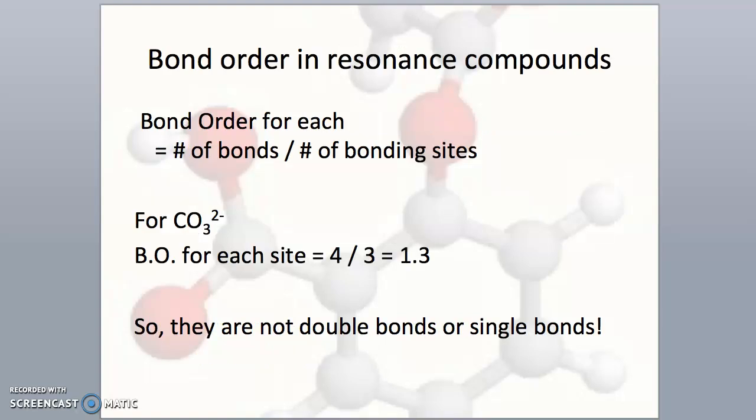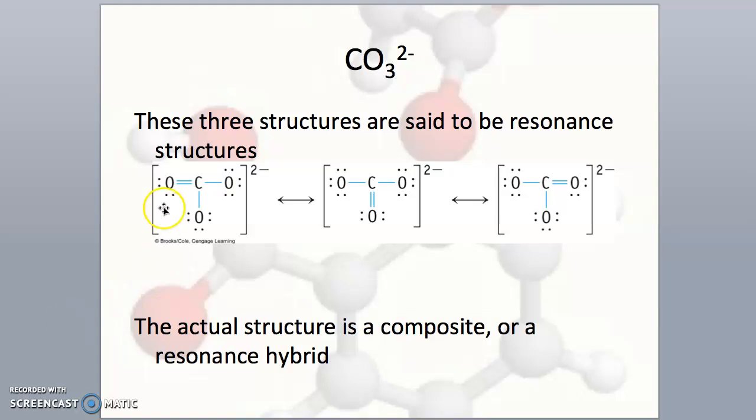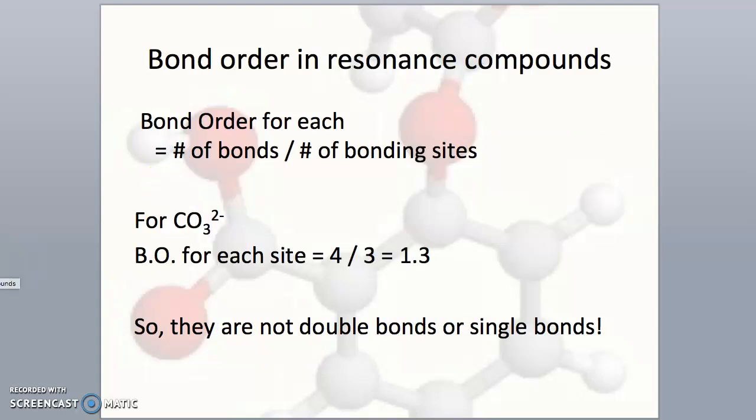So back to this bond order, if I do the number of bonds divided by the number of bonding sites, or the number of bonded atoms for my carbonate ion, each site, let's go back. We've got 4 bonds, 1, 2 with the double, 3, 4, and we've got 3 bonded atoms. So that's 4 over 3, and our bond order is 1.3. And remember, a single bond is 1 and a double bond is 2, and it's between 1 and 2. So further evidence that these are not double bonds or single bonds, but a hybrid of the 2.